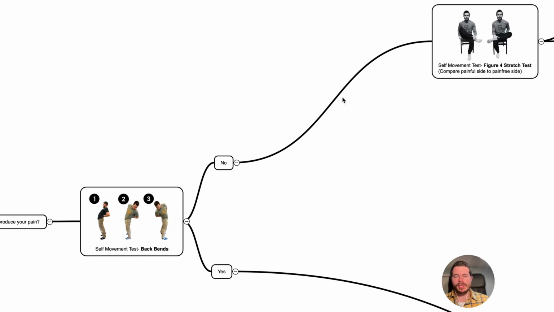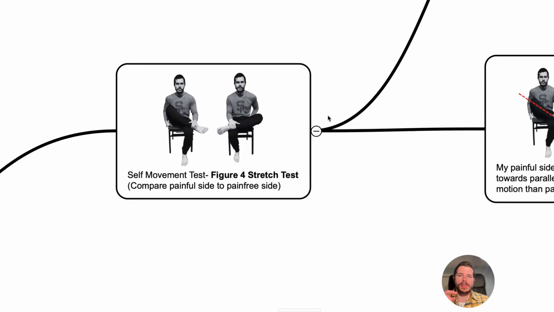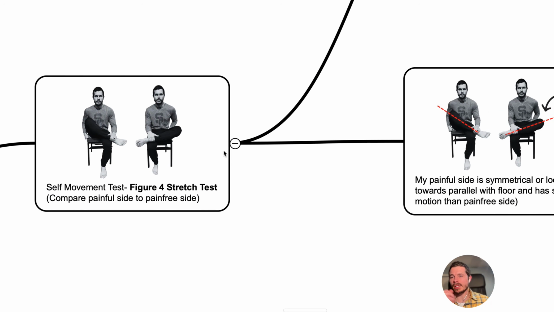If no, then what else could be causing your buttock pain? I want you to walk through the self-movement test. We're going to call it a figure 4 stretch test. We're going to do this seated, and I want you to compare the painful side to the pain-free side. So maybe look in a mirror, have somebody watch you do this, or maybe just sit there and assess yourself. You can do that, but sometimes it's easier just to see yourself. Figure 4 stretch test. Compare the painful side to the pain-free side.